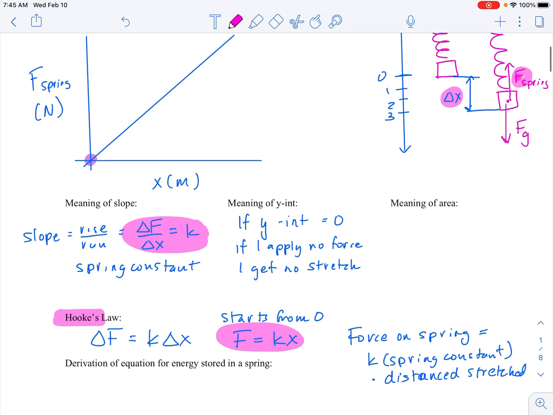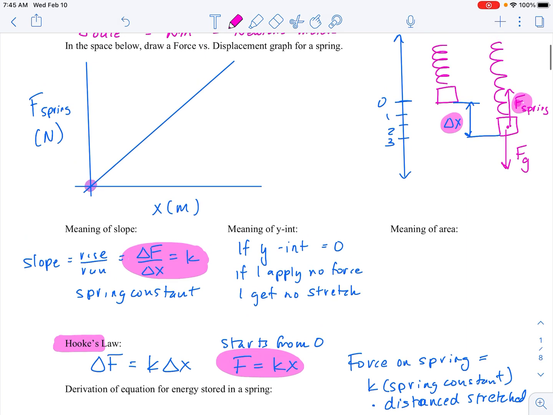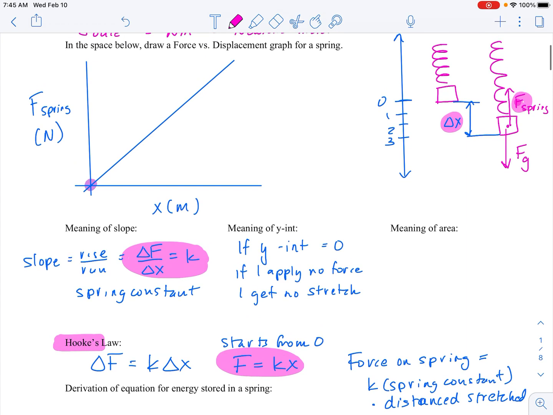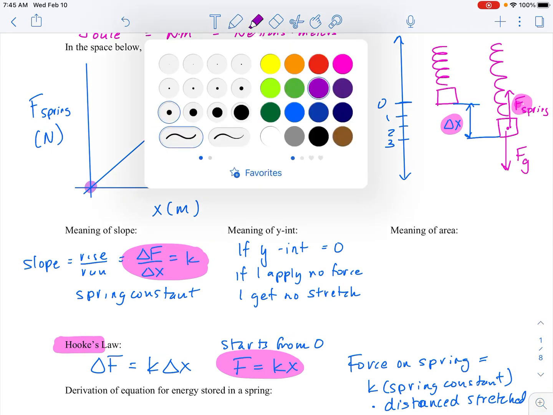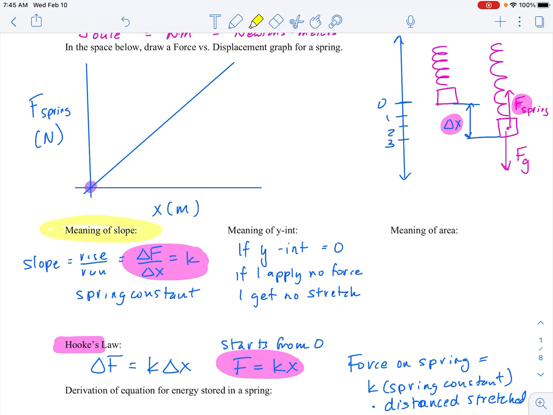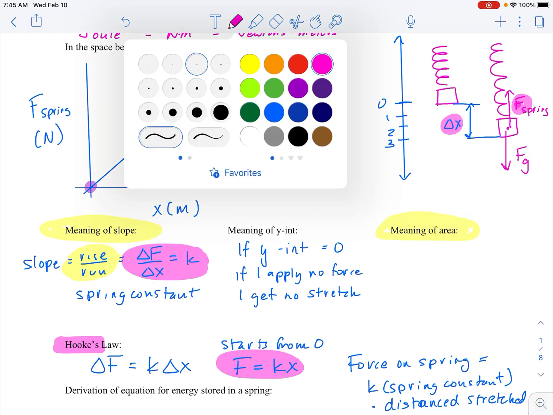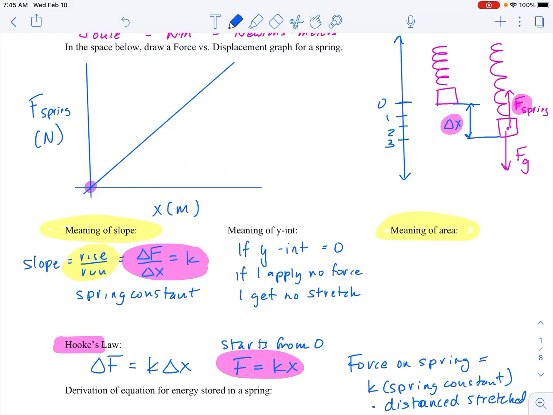Okay, and now let's think a little bit about what the area would mean. So whenever I look at a graph in physics, I think about two different things. Always, always, always. I think about what does the slope represent? And slope is rise over run. And I look at those variables and I think about what that slope actually means. I'm going to do the same thing with the area. I'm going to look at the variables. I'm going to start with the definition of area, and then I'm going to look at what the variables would represent. So here's what I mean by that.